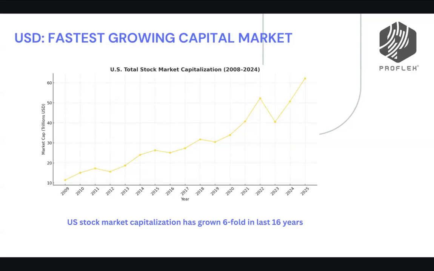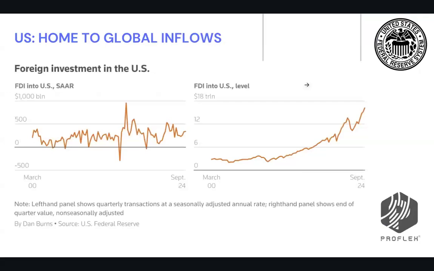Because of that, the US capital markets have grown very fast. Not just because people want to invest in USD. We will talk a little bit more about why US markets are growing so fast. But I just wanted to give a perspective that the US stock market itself in capitalization has grown six-fold in the last 16 years. It used to be of the order of 10 trillion not very long back, and we are at 60 trillion plus right now.